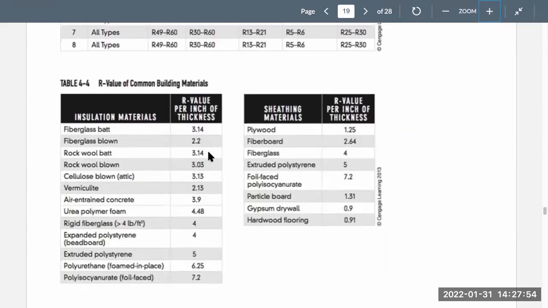These charts here are just giving you a quick look at the average R value per inch of thickness for, say, fiberglass or fiber blown insulation. So if you're trying to find some of that information, here's another chart for you.